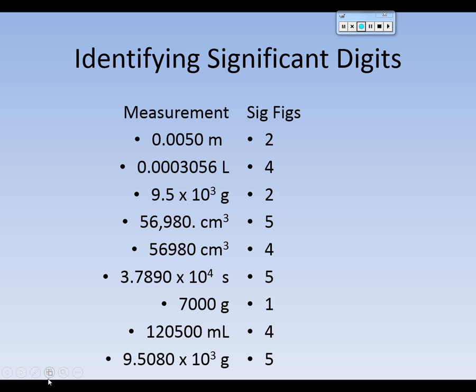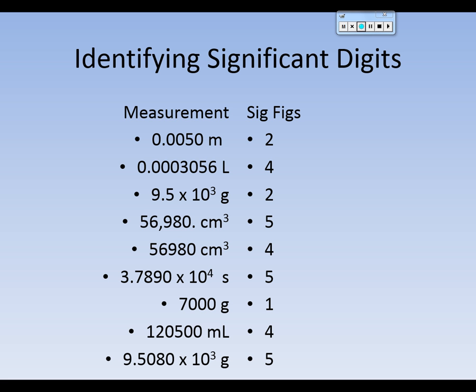Just as clarification, anything that is written in scientific notation, the thing that you're multiplying by, with the exponent, like all of those numbers are significant. So in this part here, the exponent, the 3, doesn't mean anything. It's just the part at the beginning. So this one has 2 just because it's 9.5. But this one has 5 because all 5 of them are written.